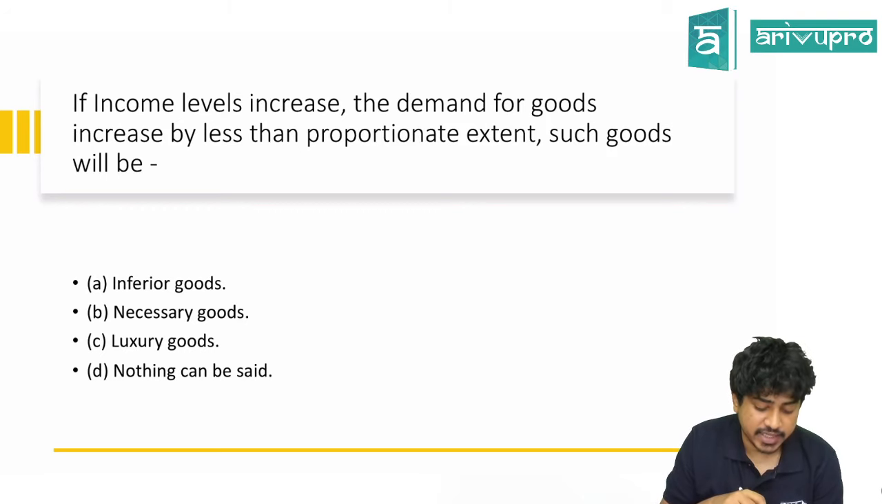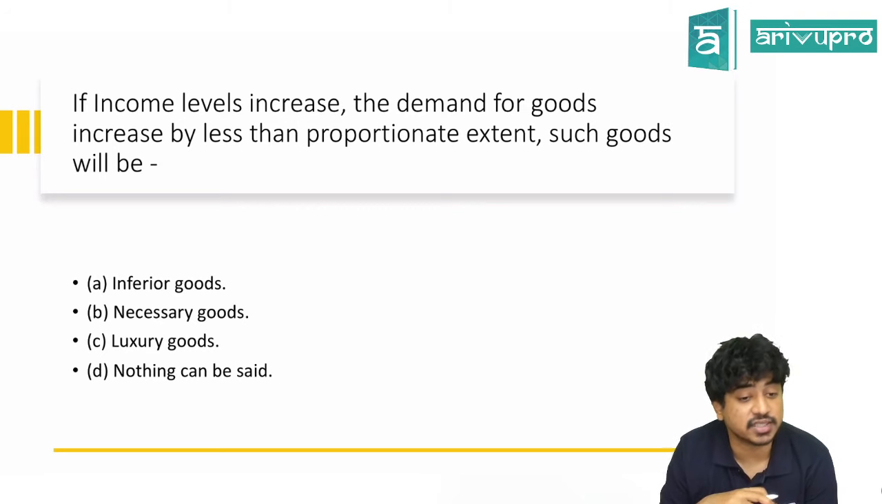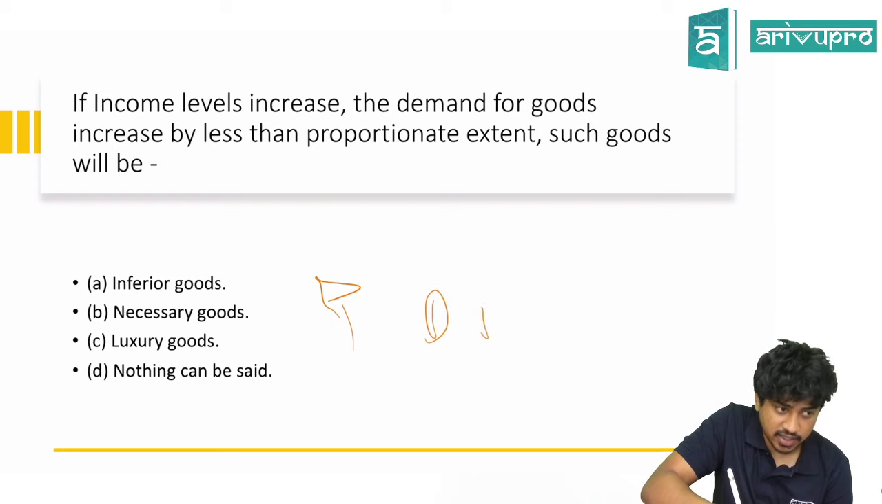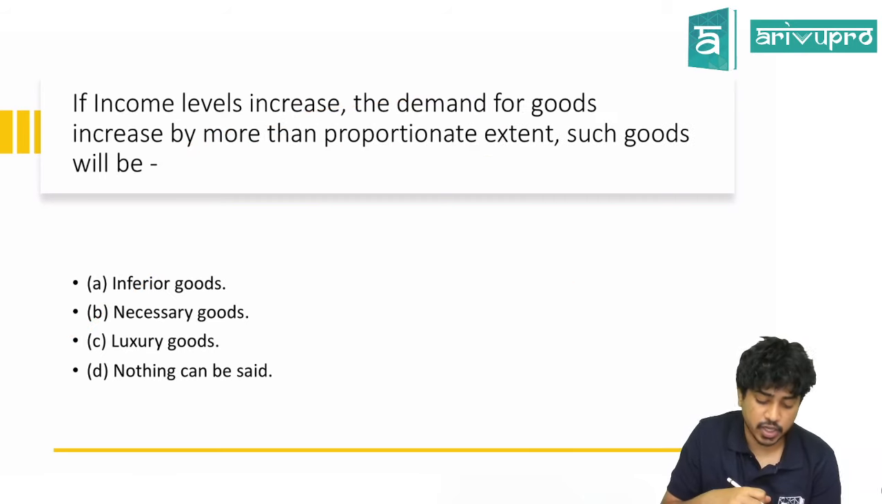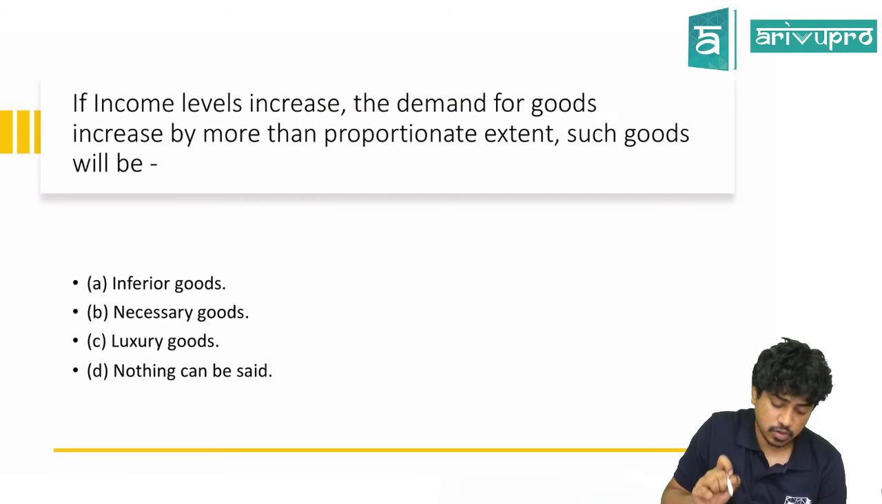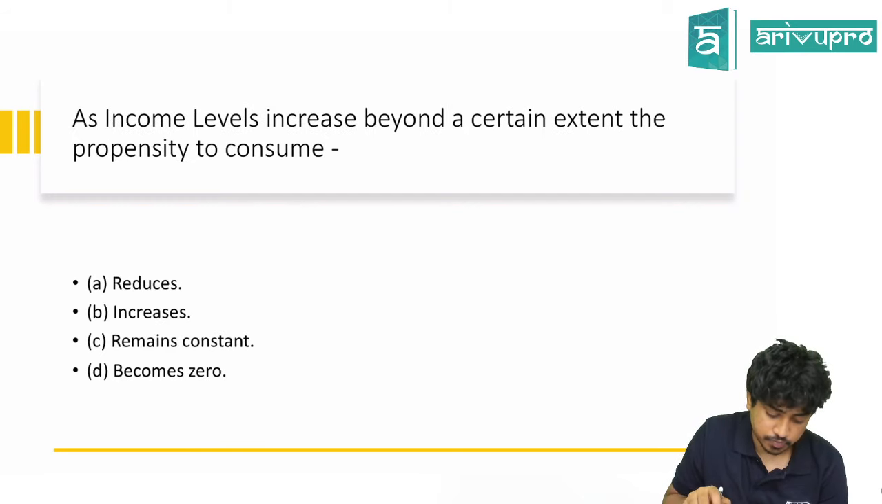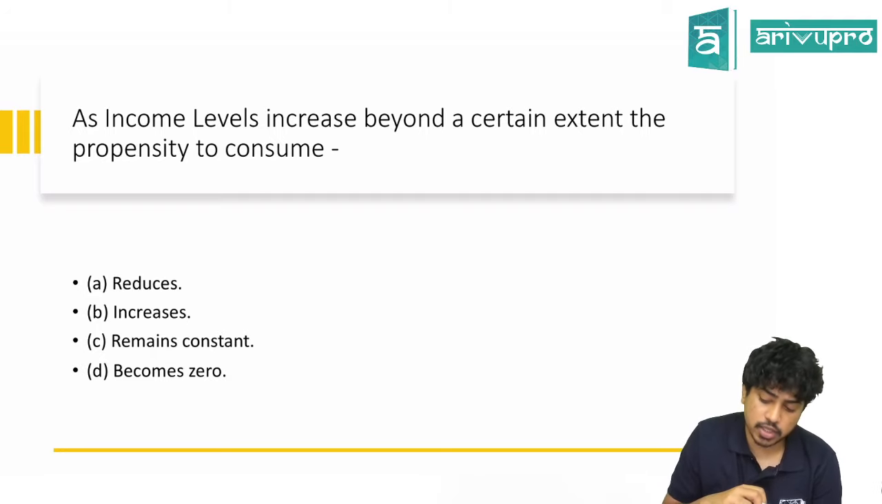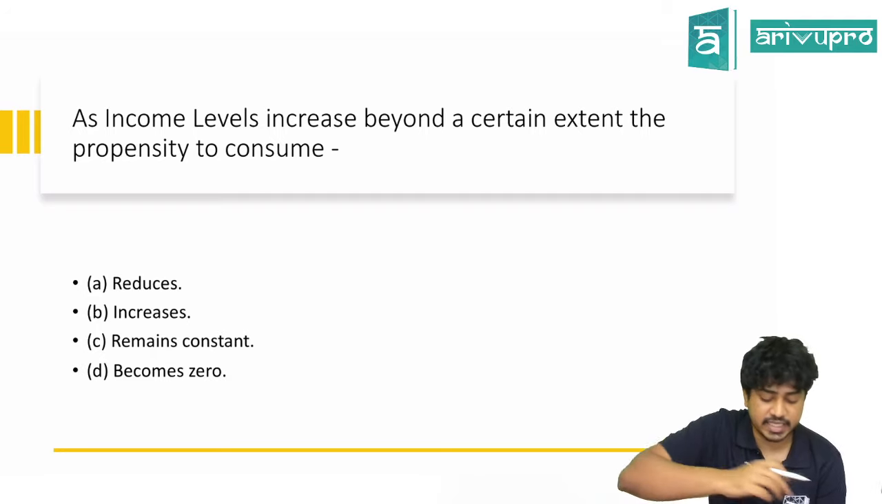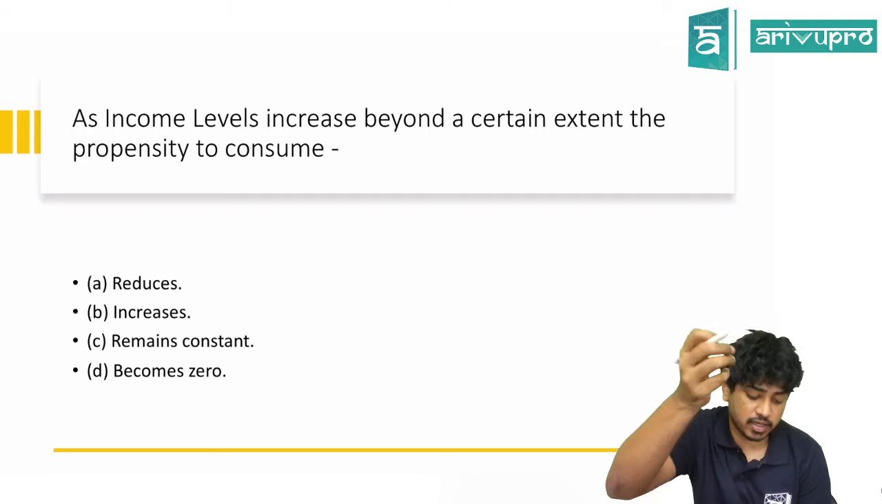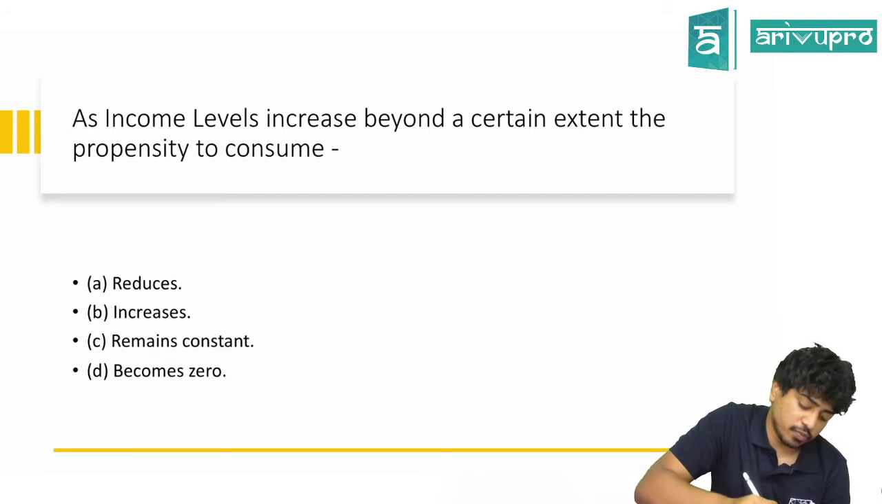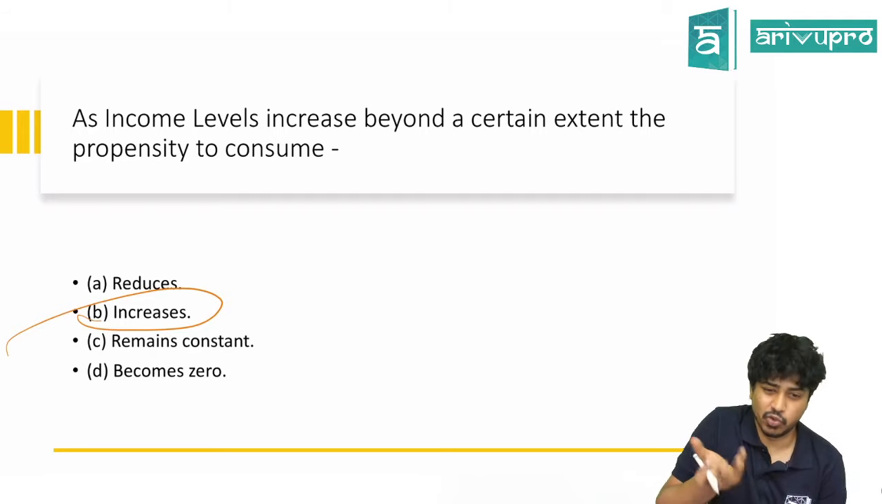Income levels increase. The demand for the good increases, but to a lesser proportionate extent. Such good will be considered as? What they are saying is income increases, demand increases, but in a lesser proportion. When will this happen? Necessary goods. Right? As income level increases beyond a certain level, the propensity to consume will increase. You will tend to spend more is what they are trying to say.